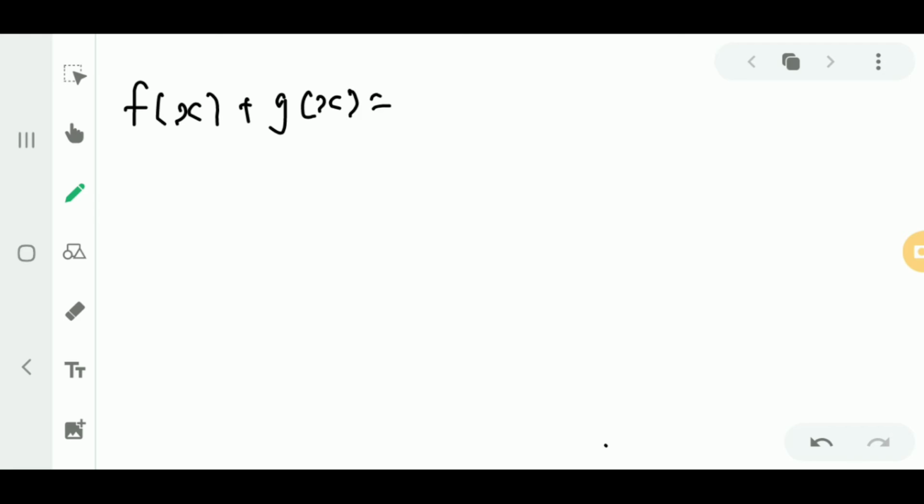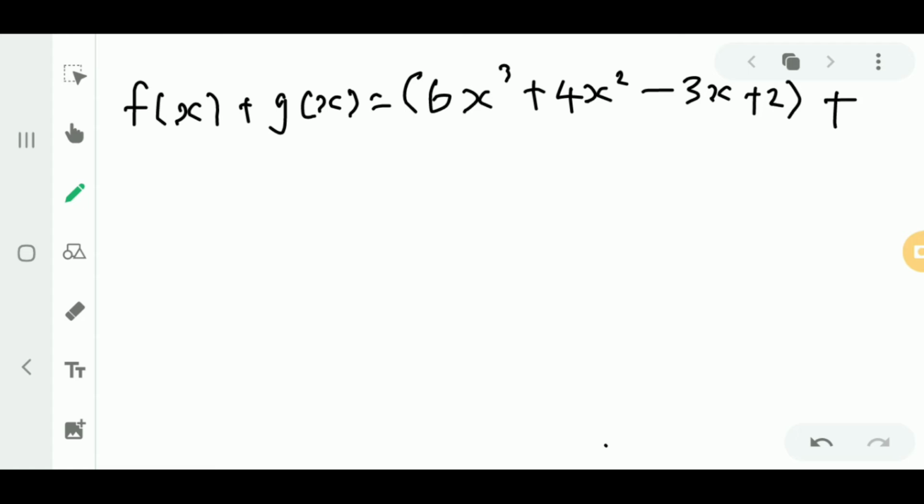So we have to first put what f of x is. So f of x is 6x cubed plus 4x squared minus 3x plus 2, and then we're adding that to 5x cubed minus x squared minus 4. So we could remove the brackets and realize that the signs would not change because we're adding.